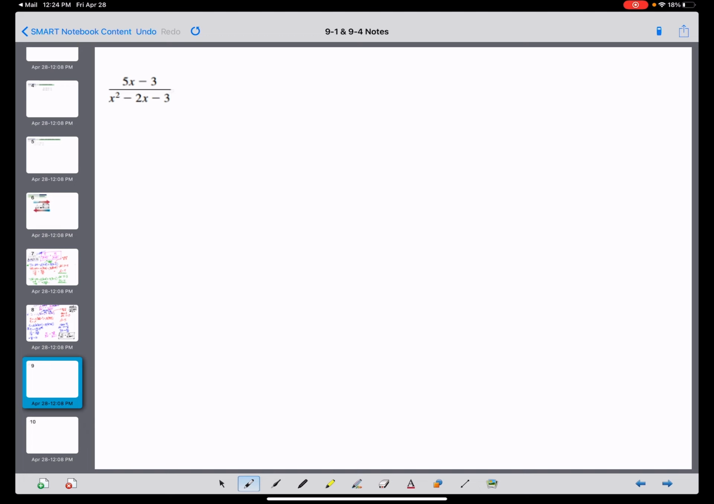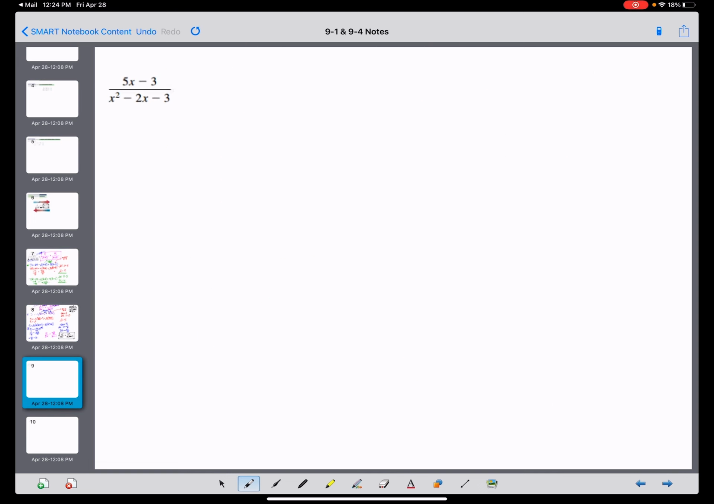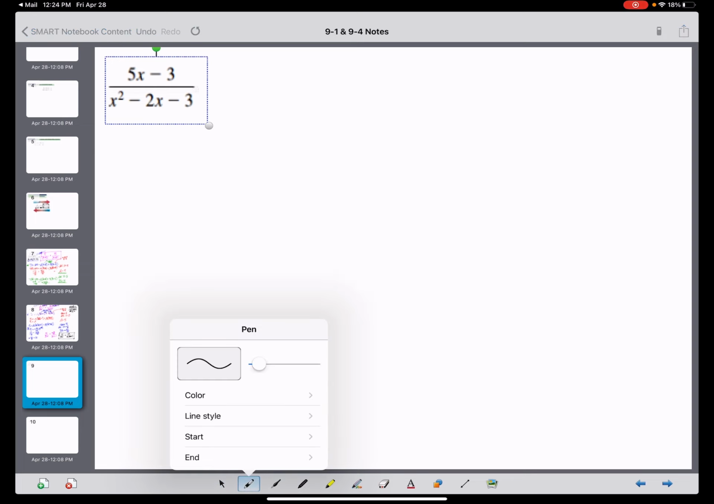First thing. Looking at it, the denominator, right? The denominator needs to be factored out. So I guess we can just do this.